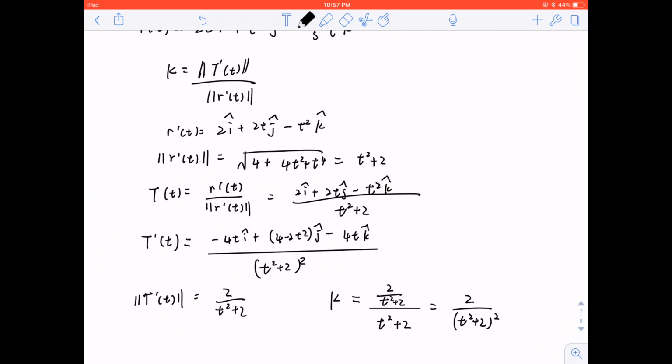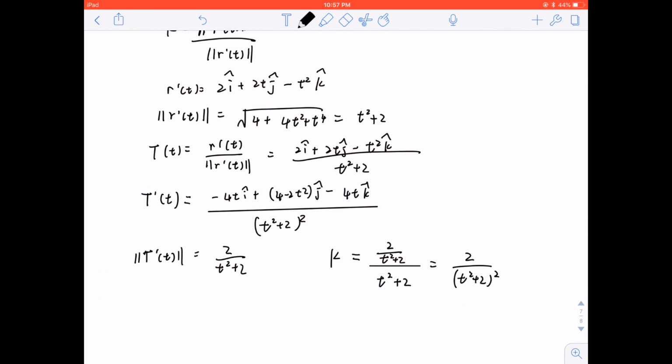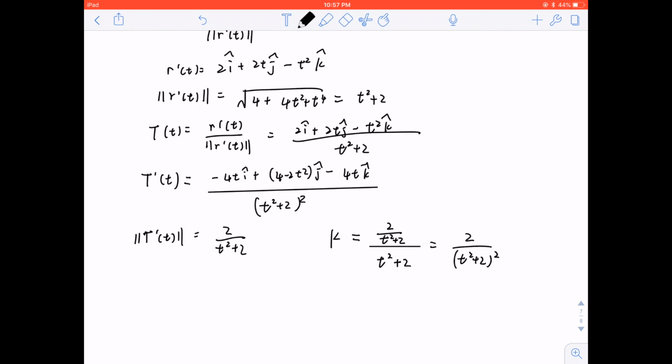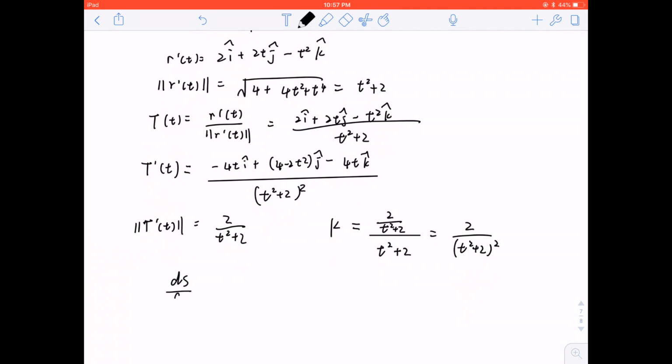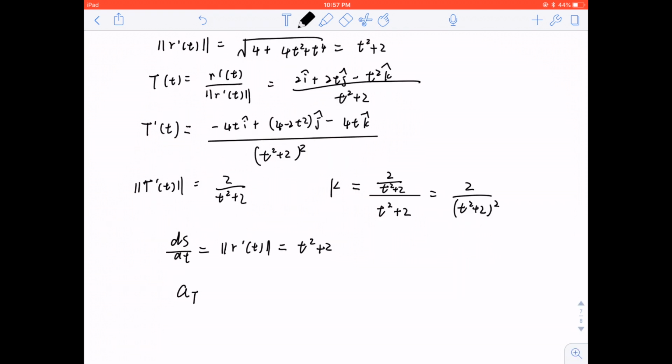So next, we want to find the tangential component and normal component. We know that ds over dt is equal to the magnitude of the derivative of r sub t, which is t squared plus 2, and the curvature is 2 over (t squared plus 2) squared. Now we can find the tangential component, which is a sub T equals the second derivative of s, and that's just the derivative of t squared plus 2, which is 2t.